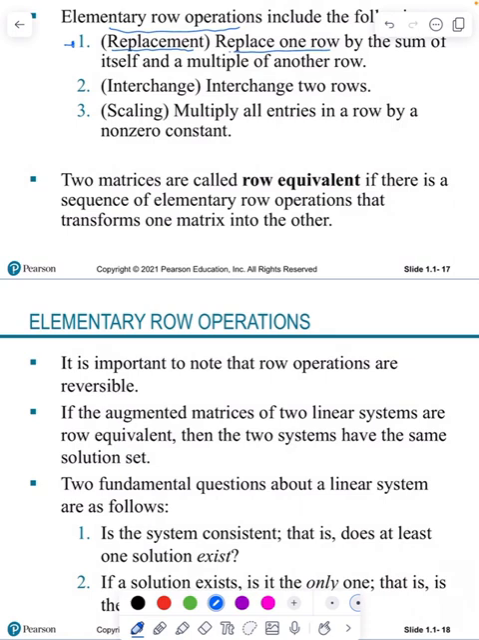Now 2 matrices are called row equivalent if there is a sequence of elementary row operations that transforms one matrix into the other. So again, the video is getting long, so I will stop here and do the next thing in the next video. Hoping that you understood, and we will do more examples later.